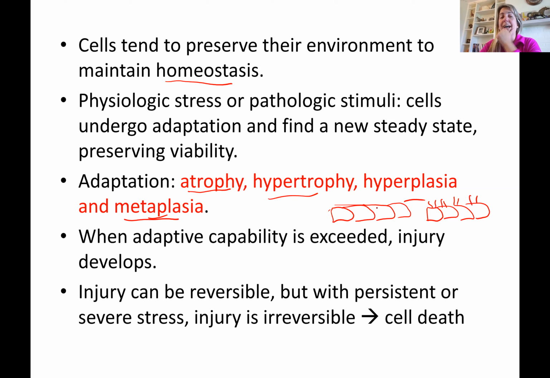And then when the adaptive capability is exceeded, that's when injury is going to develop. So that's the example that I gave of, you do 5 pounds, you can do that. But if you just go ahead and do the 100 pounds, you can work yourself up to 100 pounds.